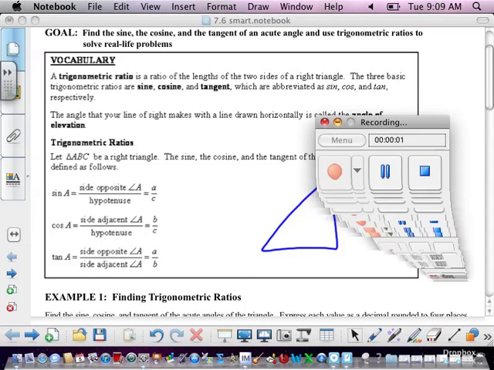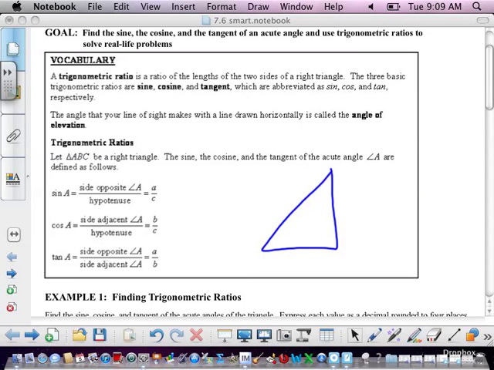We're looking at, ladies and gentlemen, 7.6. Again, we're looking at trig. We're looking at cosine, sine, and tangent. We're going to concentrate a little bit more on sine and cosine today. Remember, we've got our trigonometric ratios, sine, cosine, and tangent.